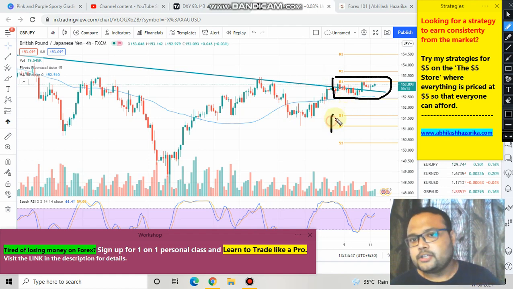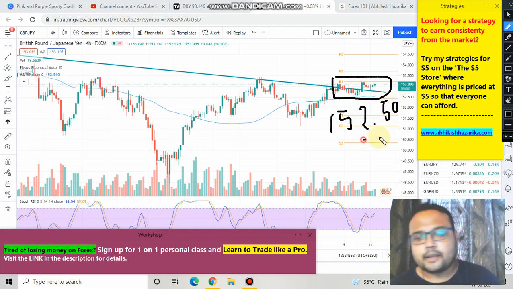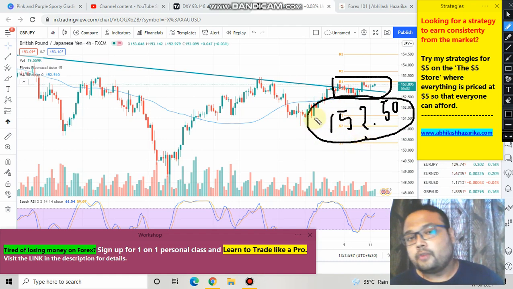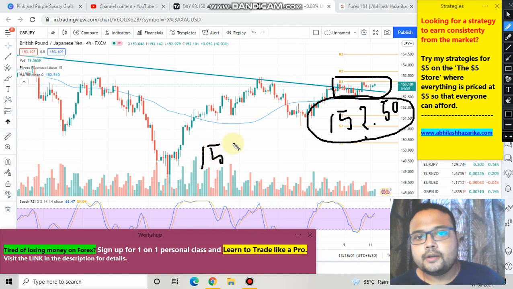Therefore, we will only short the market below 152.50 level. We will only short the market below 152.50 level, and we will only go for long trade if market crosses 153.50.